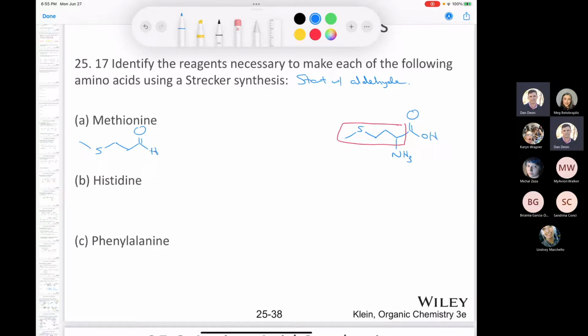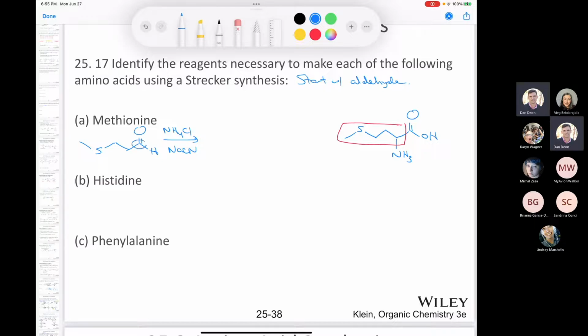So that's our aldehyde. In the Strecker synthesis, the first step is to treat the molecule with ammonium chloride. Again, this is a mechanism that is found in our textbook. I don't ask my students to know it. They've learned enough mechanisms at this point.